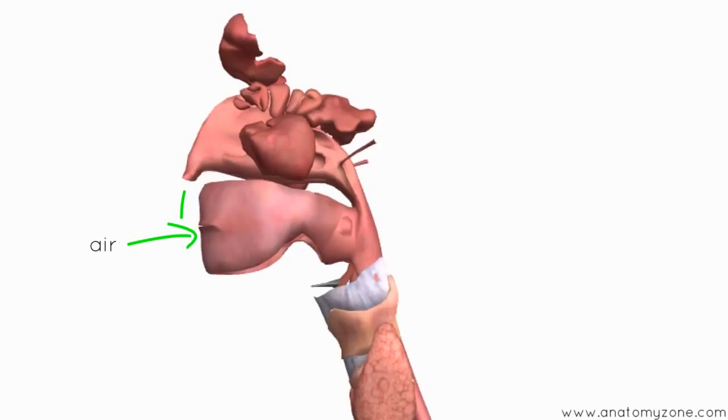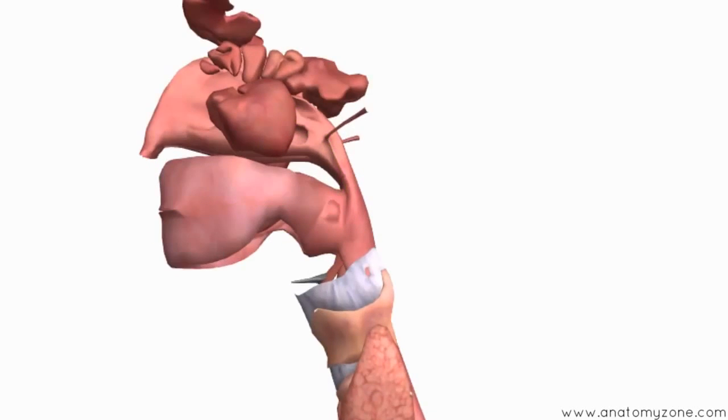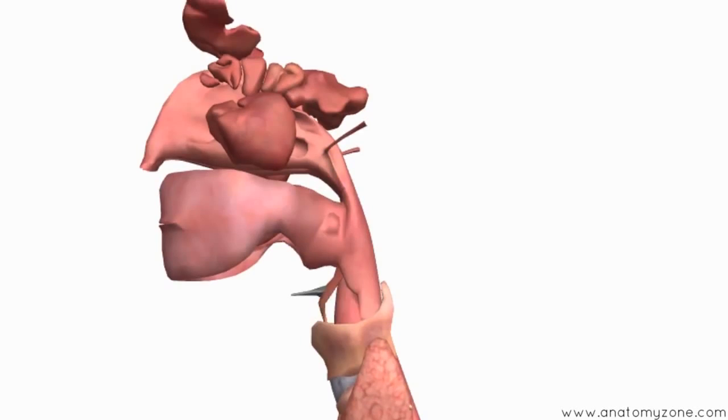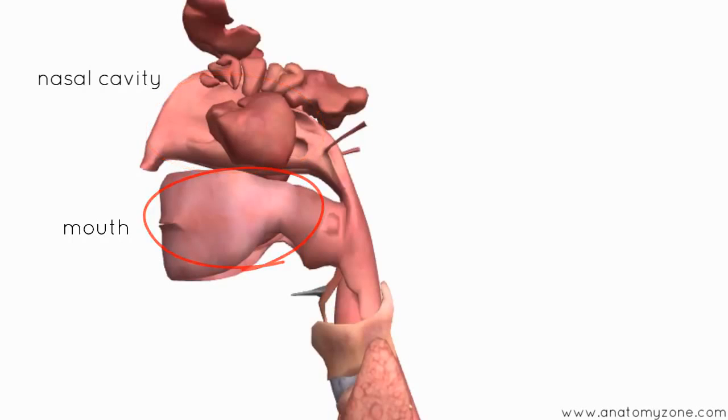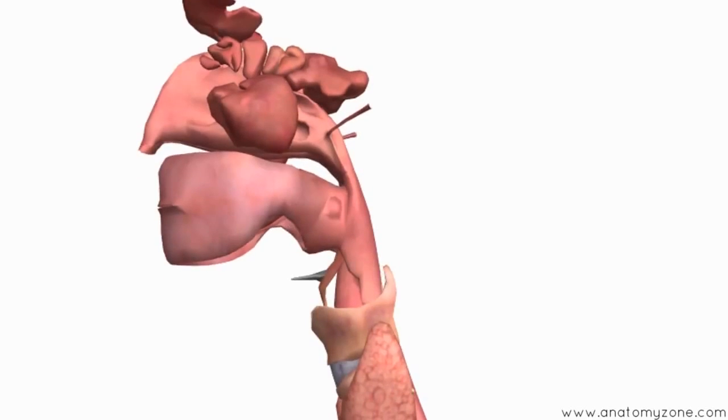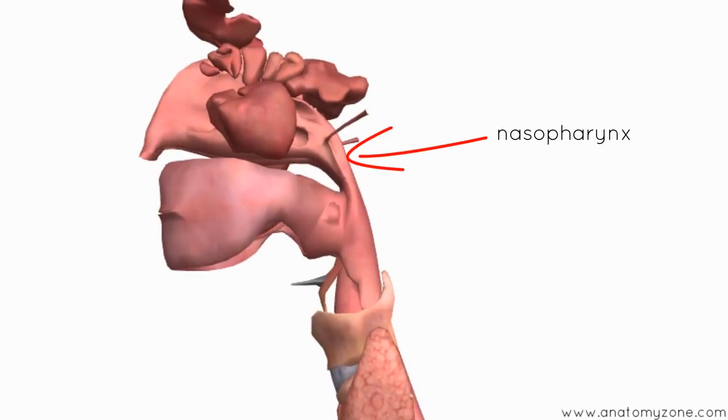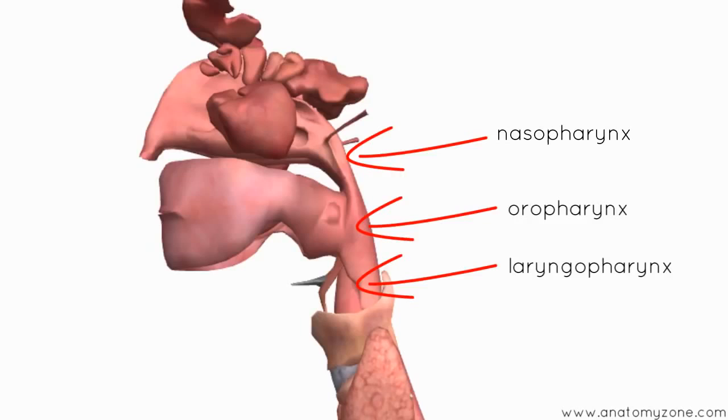So the other pathway for air is through the mouth. The air enters into the mouth and passes posteriorly into the pharynx. So the pharynx is this muscular tube posteriorly behind the nasal cavities and the mouth, and it joins the nasal cavities and the mouth to the esophagus and the larynx below. So you've got three parts to the pharynx. You've got the nasopharynx at the top, the oropharynx, which is just behind the mouth, and the laryngopharynx, which sits inferiorly.